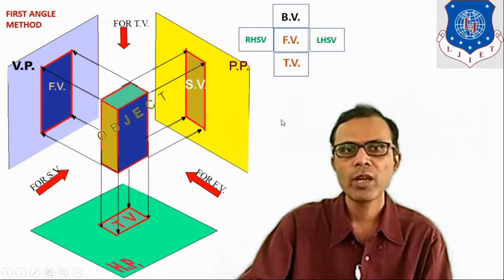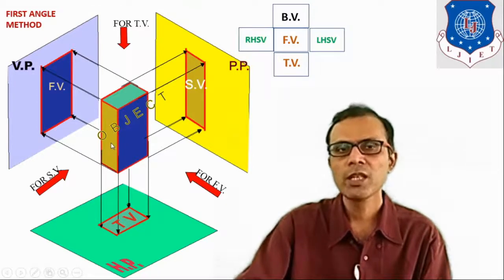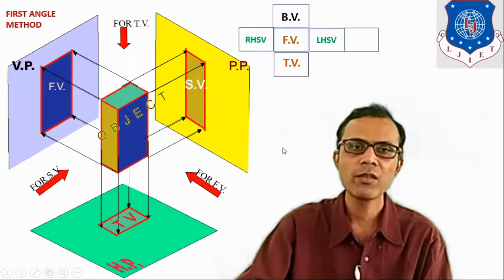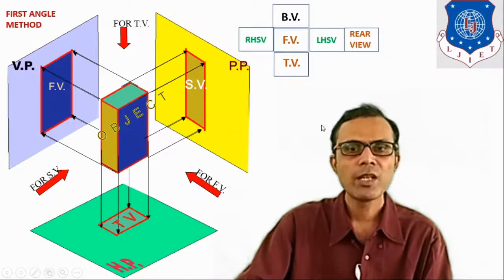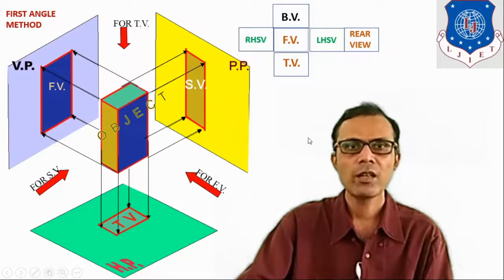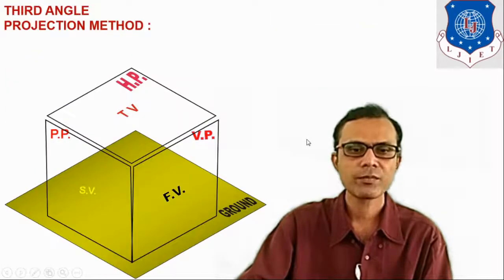And if you look at the object from the rear side, that is direction opposite to the front side, the obtained view is rear view, and it will be placed on the right side of the left hand side view. So these are the arrangement of the views for the given object.